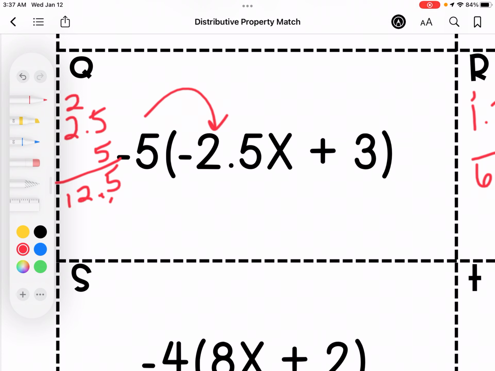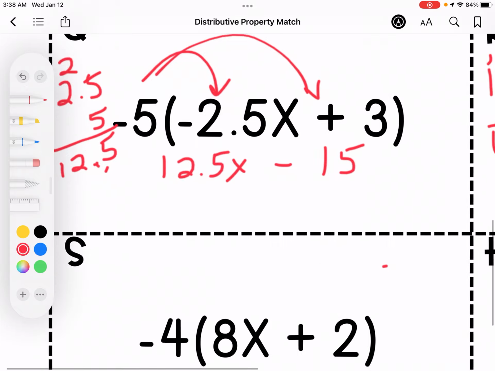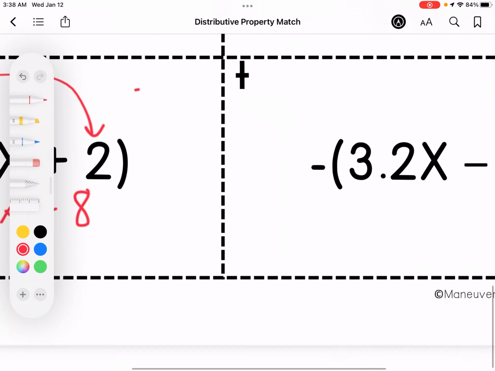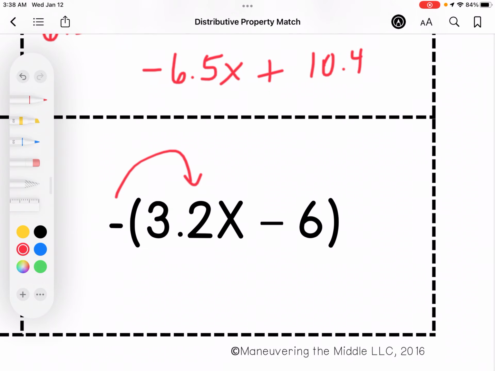A negative times a negative is a positive. So 5 times 3 is 15, and it's going to be negative because a negative times a positive is a negative. A negative times a positive is a negative. A negative times a negative is a positive.